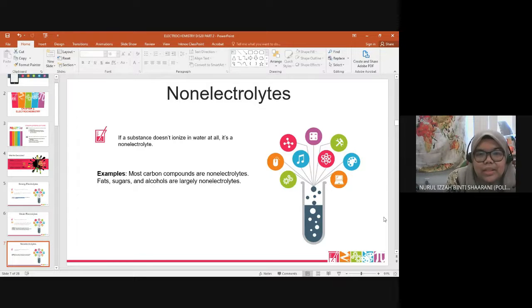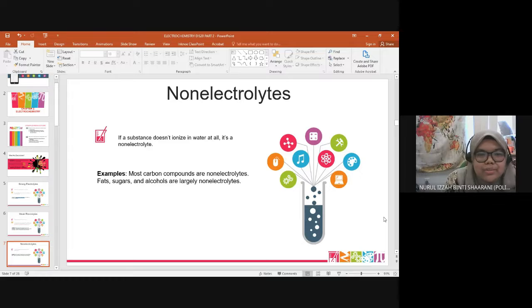Because in a galvanic cell, in electrochemistry, in electrolysis, we need that free moving ion to conduct electricity. So if that compound is a non-electrolyte, it means that compound cannot conduct electricity. Most carbon compounds are non-electrolytes. Fat, sugars and alcohol are largely non-electrolytes.